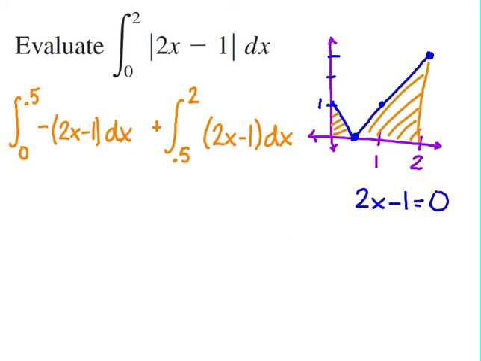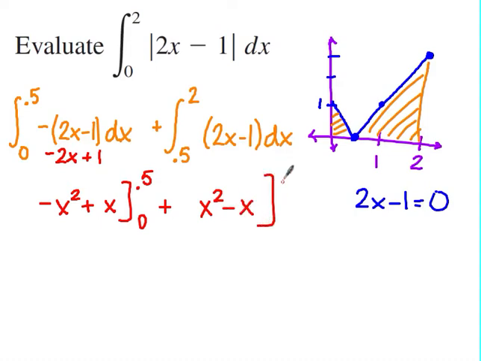So now all I'm going to do is find the individual integrals. This actually becomes negative 2x plus 1. If I integrate that, I get negative x squared plus, what? Plus x, yep. And I'm going to evaluate that from 0.5 to 0. Then I'm going to add that to, in this case, x squared minus x, and evaluate that from 2 to 0.5.